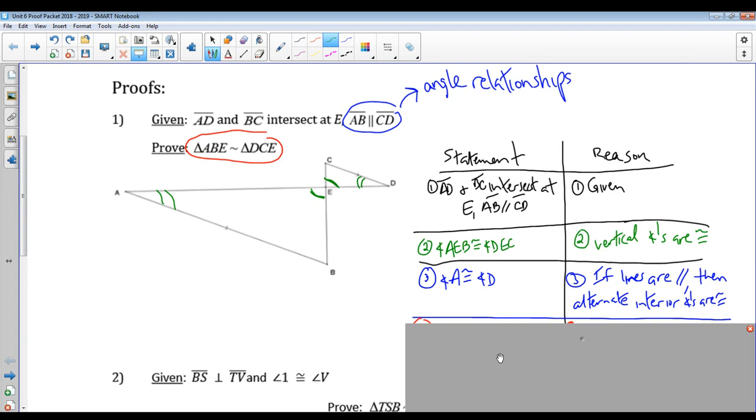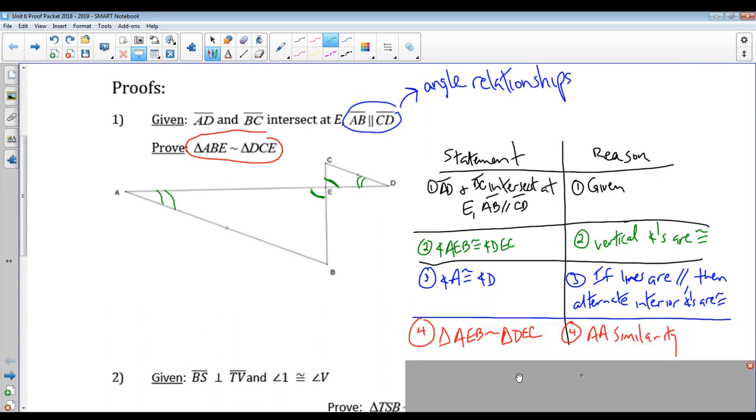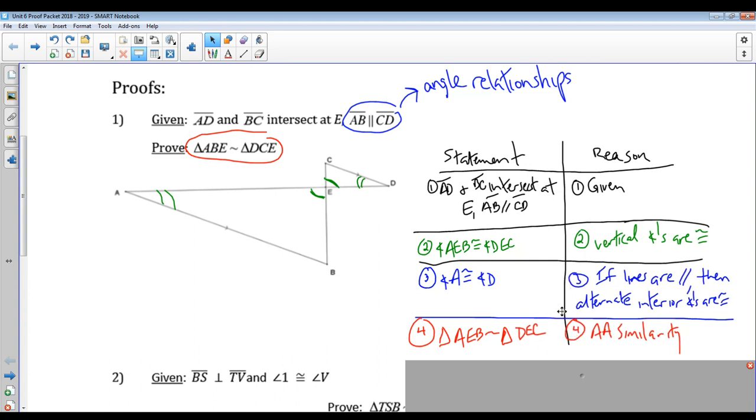But all you need are two angles to prove similarity. So at that point, we're done. We no longer need to find three things to prove. All we need are two.